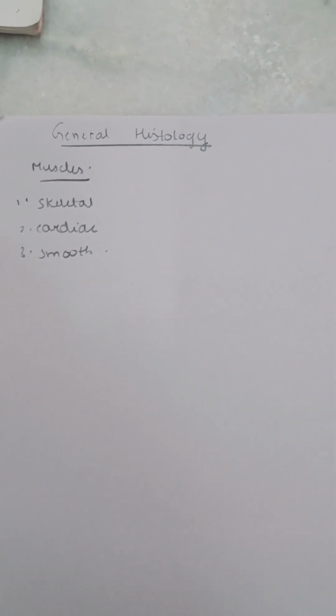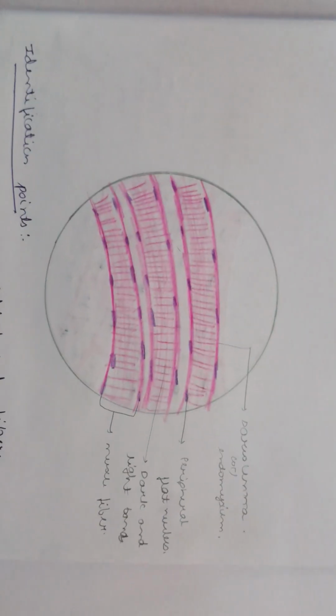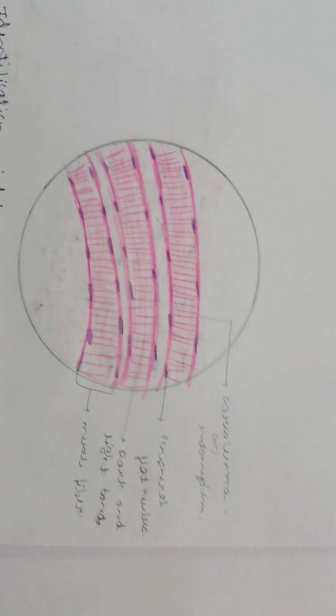Now let us see the general histology of muscles. Muscles include skeletal muscle, cardiac muscle and smooth muscle. First let us see the skeletal muscle. This is how to draw the skeletal muscle.